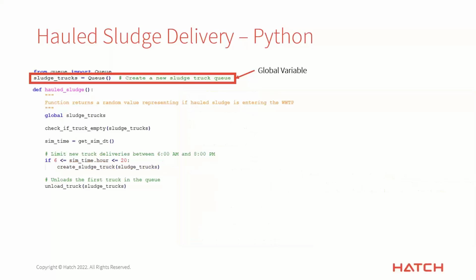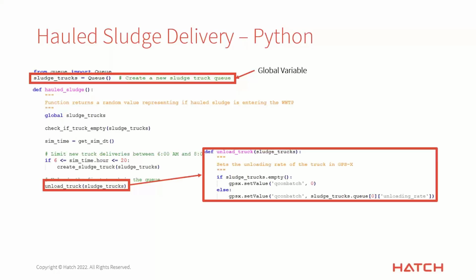Stepping back to our main function one more time, we have a final custom function call that is unload trucks, where we pass our queue to this. And what we do is we take a look to see if our queue is empty, then we set the flow rate that's coming into our facility from the truck equal to 0. Otherwise, we set it to that constant loading rate we've defined for the very first truck in the queue. So now this is something that will be represented in the actual GPSX simulation.